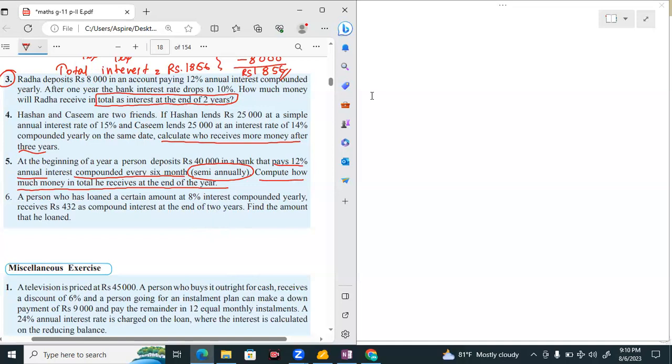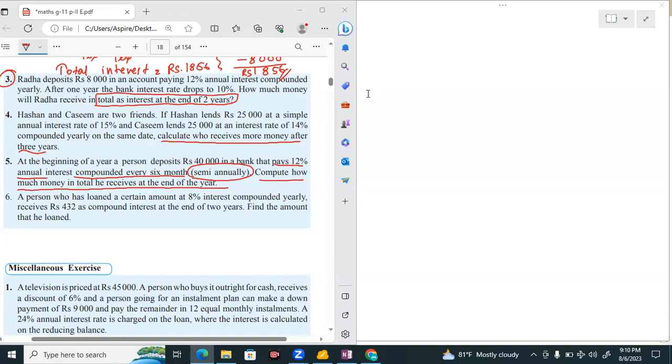Then within 1 year, how many semi annuals are there? Yes. Talk, children. How many semi annuals are there within one year? 2 semi annuals are there.